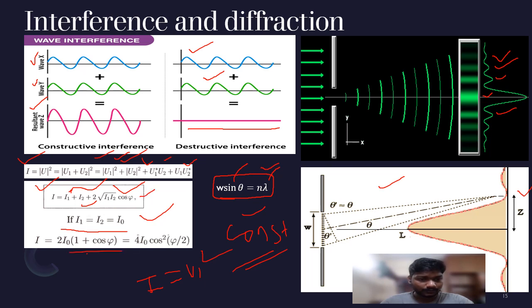This equation can be simplified: 2 I0 into 1 plus cos phi, where 1 plus cos phi equals 2 cos square phi by 2, and then the whole equation becomes 4 I0 cos square phi by 2. So I is completely dependent upon the phase difference phi between the two waves. For constructive interference, it will be 4 I0, the maximum. And for destructive interference, I will be 0. So depending upon the value of phi, we can say whether the rays undergo constructive or destructive interference.